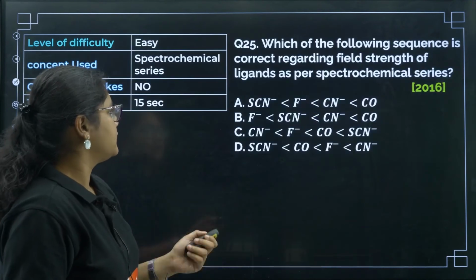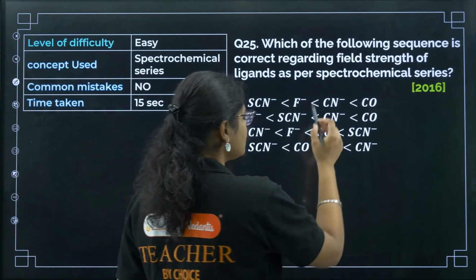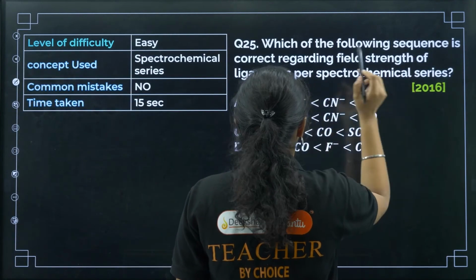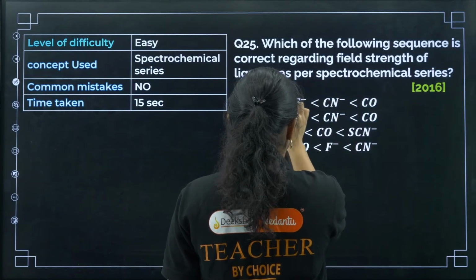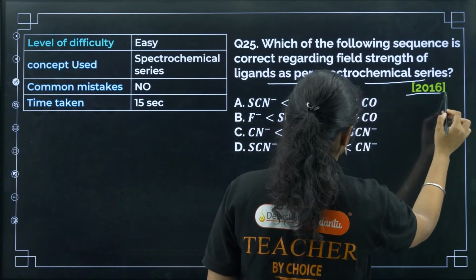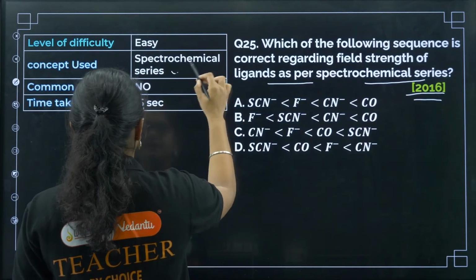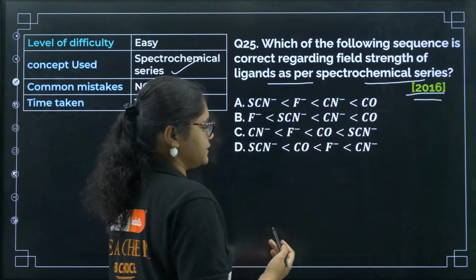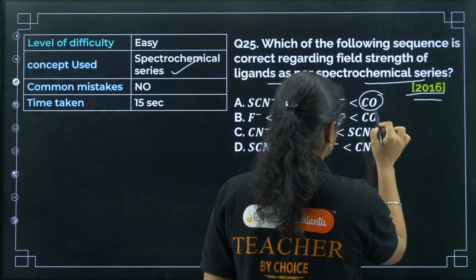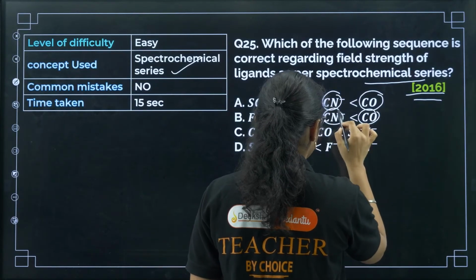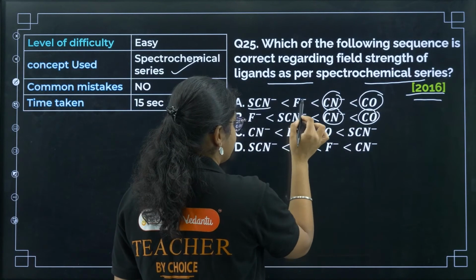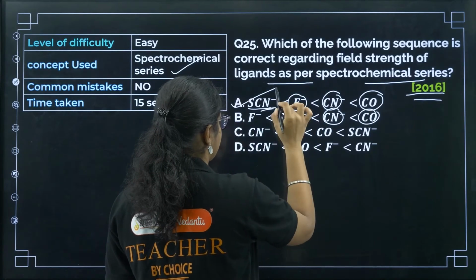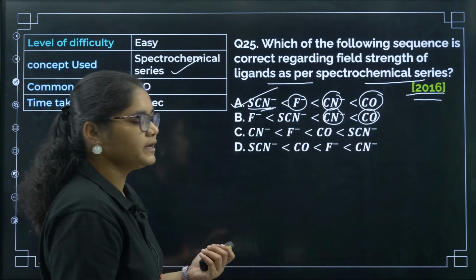Okay, fine. Next question. Which of the following sequence is correct regarding the field strength as per the spectrochemical series? So 2016 question, spectrochemical series order, if you have remembered, then definitely this is a very easy question. So CO is the strongest ligand, then we have CN, then we have F minus, and least is the SCN minus. So correct answer is option number A here.